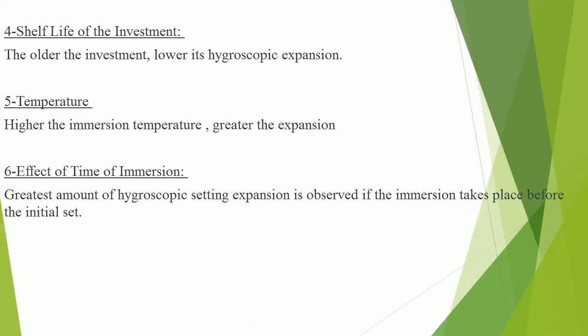The shelf life of the investment: the older the investment, the lower its hygroscopic expansion. Then the immersion temperature of the water: the higher the immersion temperature, the greater the expansion. And finally, the effect of the time of immersion: if immersion takes place during the initial set, a greater amount of hygroscopic expansion is observed. So basically, these are the six important factors that affect the hygroscopic expansion.